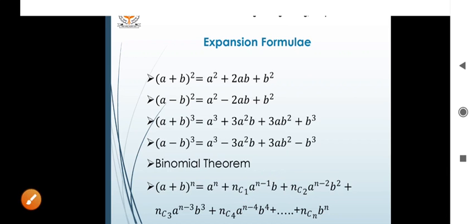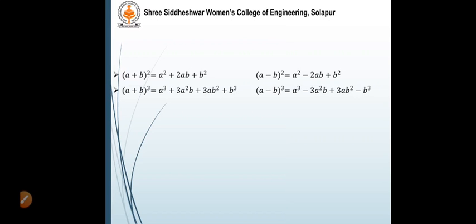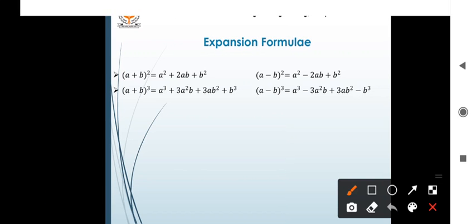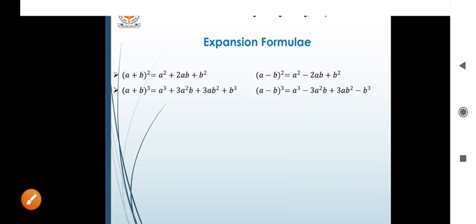One more interesting thing in these expansion formulae, which is given here in a triangle. These formulae you have just seen. Here one important thing is that the coefficients are 1, 1. In this expansion also 1, 1. In the (a plus b) cube expansion, the coefficients are 1, 3, 3, 1, and here also 1, 3, 3, 1.